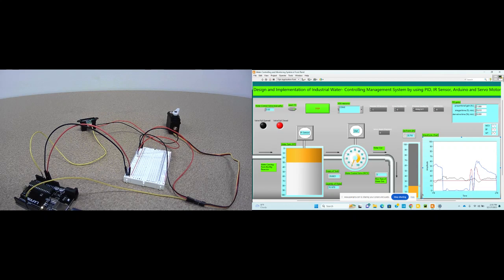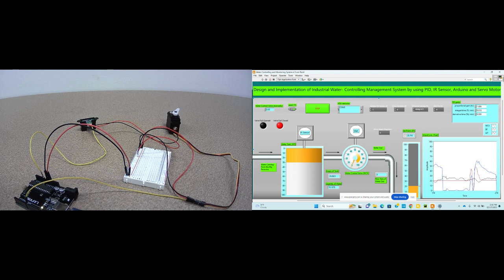So this is my project for the data acquisition and instrumentation course. My final project is named the design and implementation of industrial water controlling management system by using PID, sensor, Arduino, and Servo Motor. In this project, basically, I developed two systems for the operators, like water control by manual and auto switch.